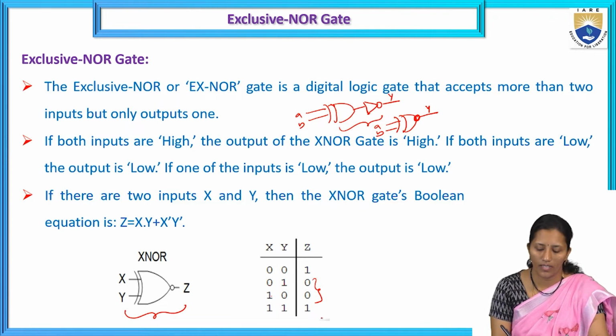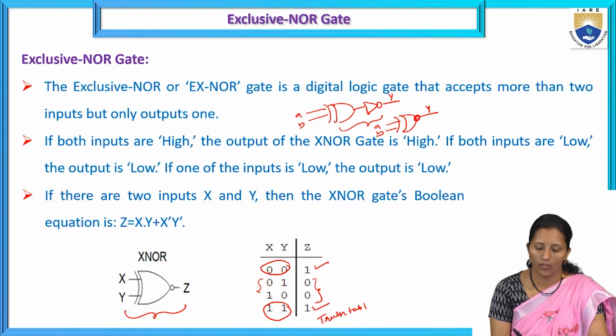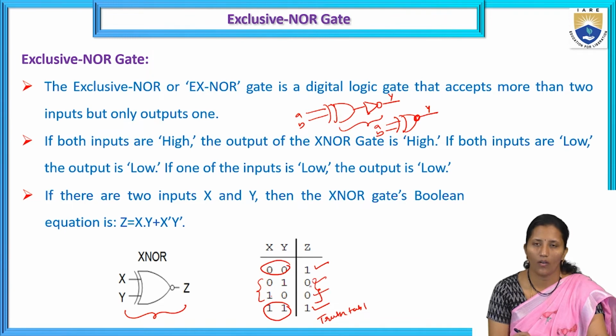Okay, here if you observe the truth table, when both the inputs are 0, we will get output 1. When both inputs are 1, we get output 1. So if the inputs are complemented inputs to the XNOR gate, we are getting output 0. So for X is 0, Y is 0, we are getting 1 as output. X is 0, Y is 1, we are getting 0 as output. X is 1 and Y is 0, we are getting 0 as output. For 1, 1, we are getting 1 as output.